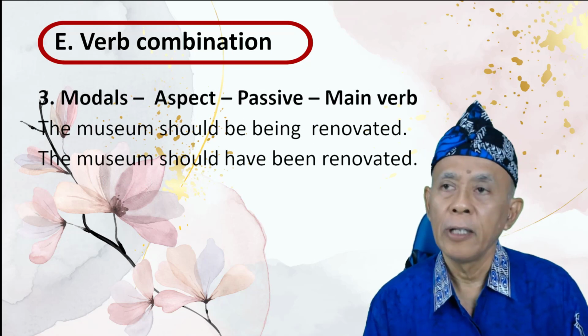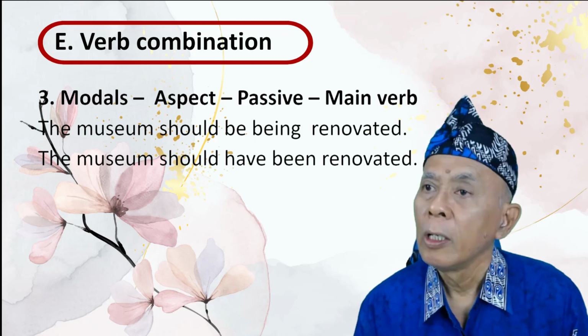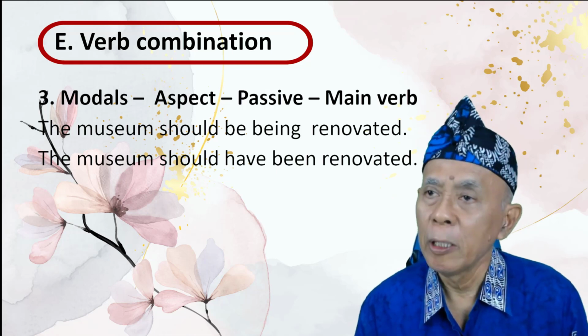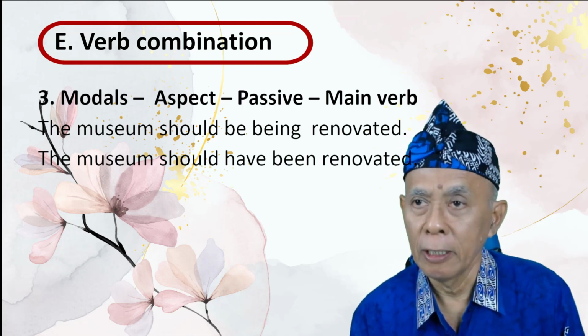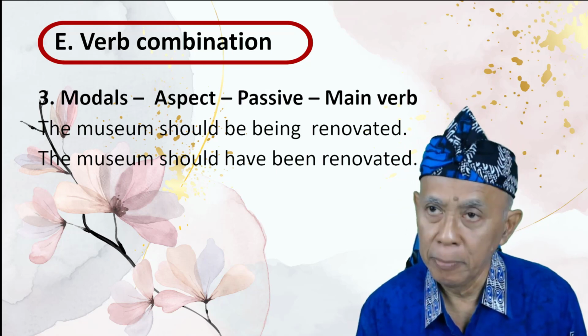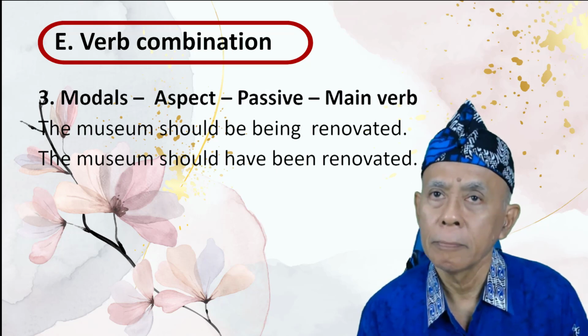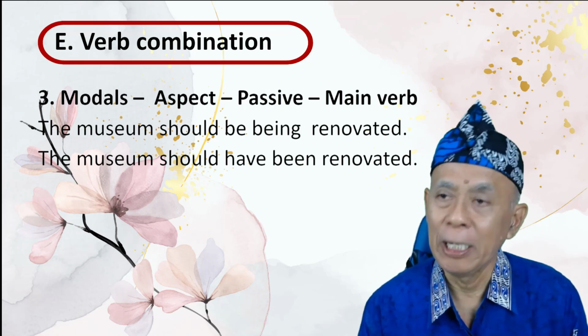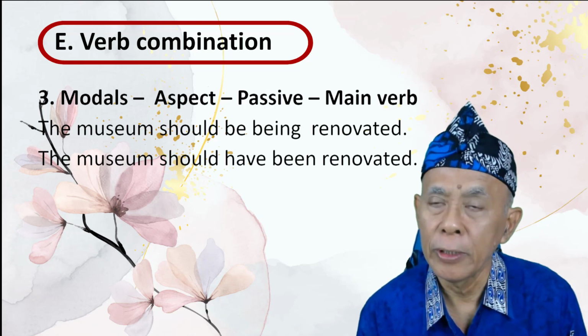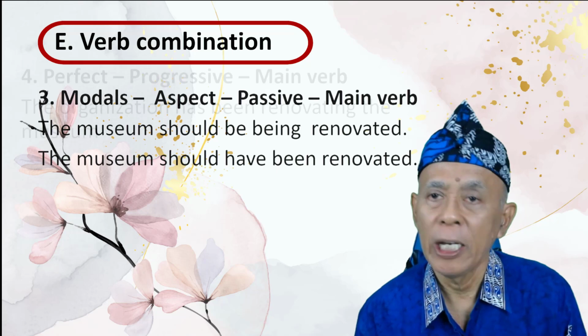And then the third, we have modal, aspect, passive, and main verb. We have the example, the museum should be being renovated. We have should and be. Should is the modal, and the second be is the aspect, and the third one is the passive. The museum should have been renovated. We have modal should, aspect have, and passive been. The museum should have been renovated.